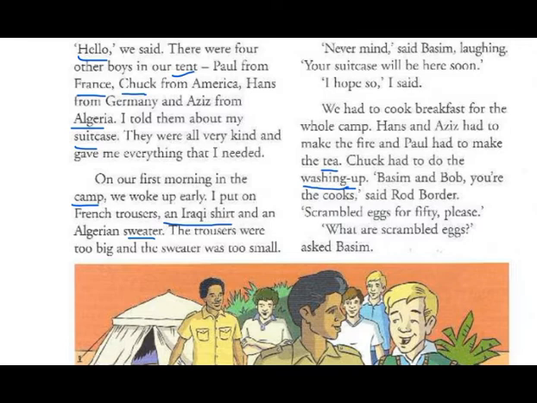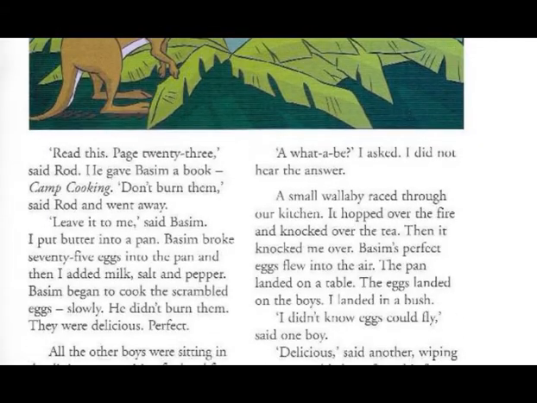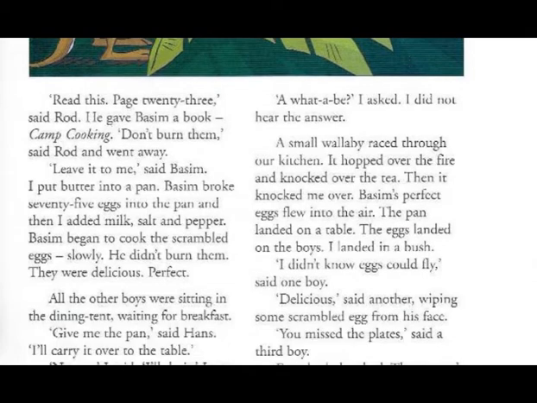Scrambled eggs means beaten eggs, where you break them in a pan and cook them. Now we will see how you can cook scrambled eggs. What are scrambled eggs? asked Basim. Read this, page 23, said Rod. He gave Basim a book, Camp Cooking. Don't burn them, said Rod, and went away. He gave him a book on how to cook scrambled eggs and told him not to burn them. Leave it to me, said Basim.